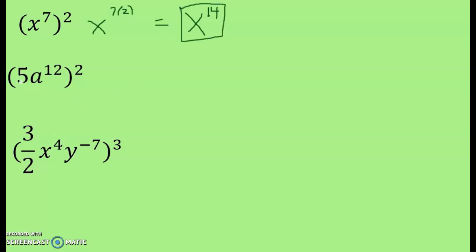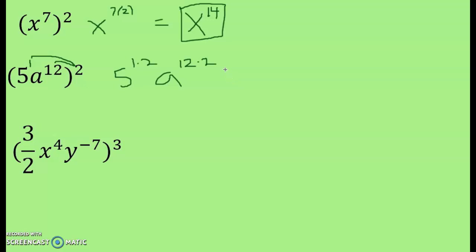Let's look at the next one. 5a to the 12th power to the 2nd power. Well, look, we have two bases this time, so we have to distribute the 2 into each base. Now 5 doesn't show an exponent, so when there's no exponent shown, you assume it's a 1. So we'll distribute the 2 in each of these exponents. So we have 5 to the 1 times 2 times a to the 12 times 2.